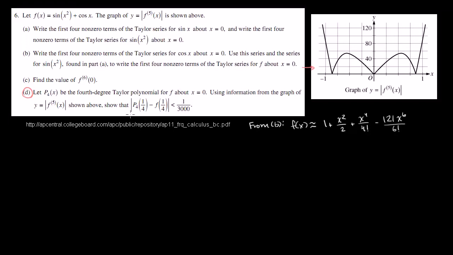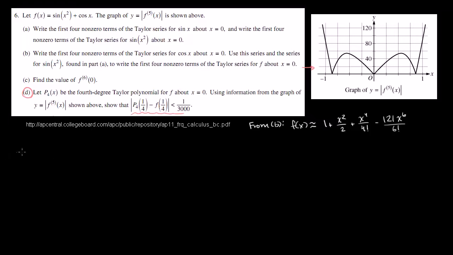So this seems like quite an interesting problem here. First, let's just think about what they're asking. They're asking for the difference between the polynomial and the function evaluated at 1/4. In other words, they're asking us to bound the error of the function approximation at x is equal to 1/4.